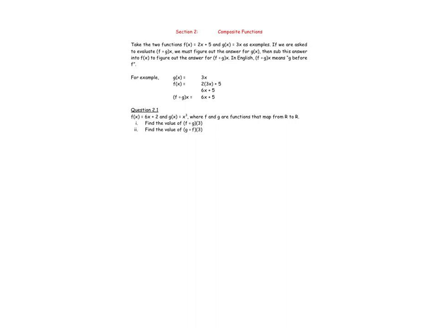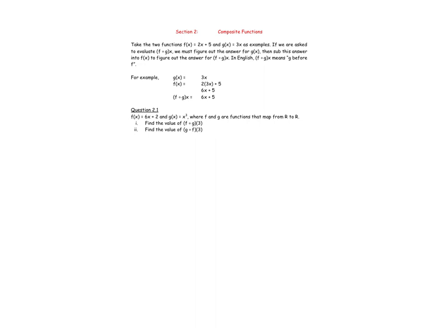So, for example, here we have g of x, and that's 3x. And then we found the answer for g of x, so we're going to sub it in and figure out what that is for f of x. So the answer for g of x was 3x. So then we sub in 3x for x in f of x. So we get 3 multiplied by 2, which gives us 6x, and plus 5. So then f o g x is 6x plus 5.